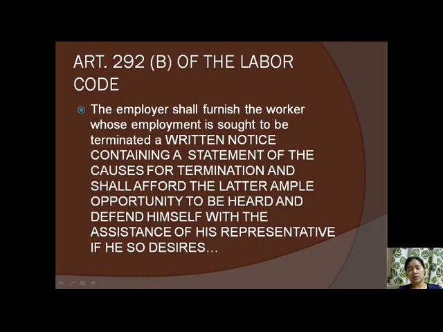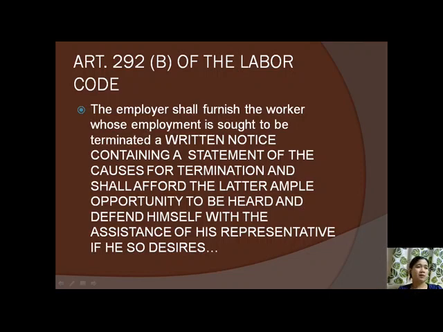Whether the employee is terminated due to misconduct, grave misconduct, or dishonesty, or whatever, based on the company rules being violated, it should be stated there in the written notice. And the employee must be given ample opportunity. Based on jurisprudence, the standard for ample opportunity is 5 days. So the employee must be given 5 working days to explain. If you do that, you already comply with the ample opportunity provision.